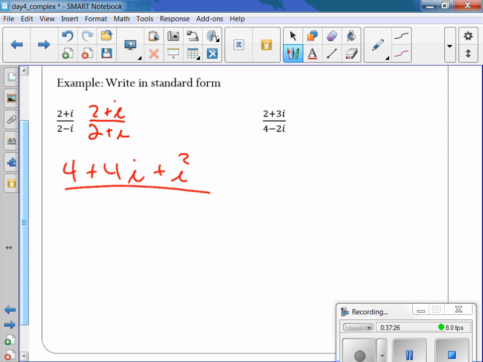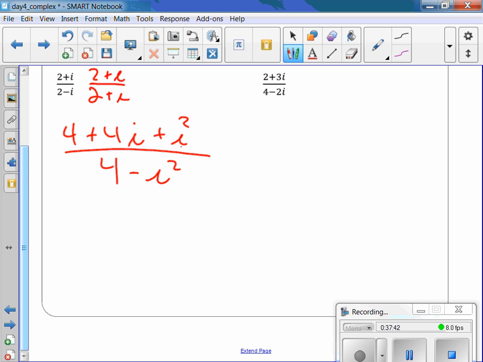Giving me what? Over what? Absolutely. 4 minus a negative 1, 5. Am I done? And you can get rid of the bottom. I should know better, right? I was simple minded.